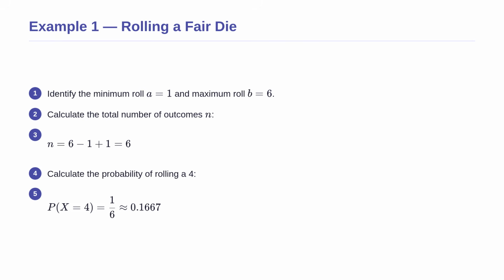Now that we have our formulas, let us apply them to a classic example, rolling a fair six-sided die. We are given a standard die and asked to find the probability of rolling a 4. We choose our discrete uniform formulas because the die has distinct integer outcomes that are all equally likely. First, we identify our minimum value A as 1 and our maximum value B as 6. We then calculate the total number of outcomes n by subtracting 1 from 6 and adding 1, confirming there are 6 total possibilities. Finally, the probability of rolling a 4 is simply 1 divided by 6.